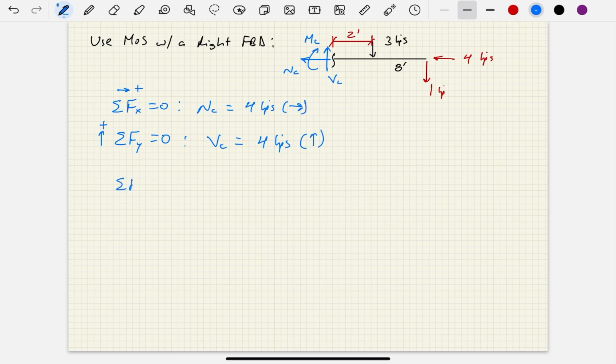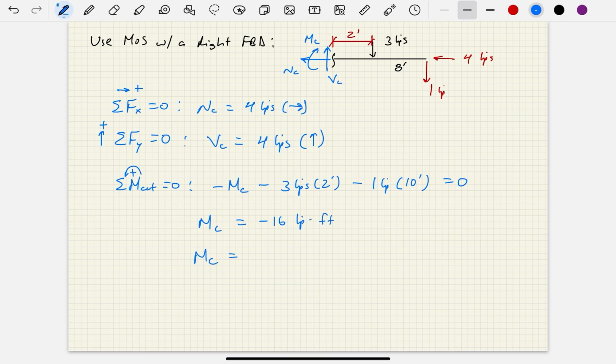And then we're going to say the sum of the moments about the cut equals 0. And so we're going to say minus MC. And then we're going to say minus 3 kips times 2 feet, and then minus 1 kip times 10 feet equals 0. We'll do some rearranging. We'll get MC is negative 16 kip feet. But remember, that negative just means 16 kip feet rotating in the opposite direction of what I drew in this free body. So I drew clockwise, and then this is going to be going counterclockwise.